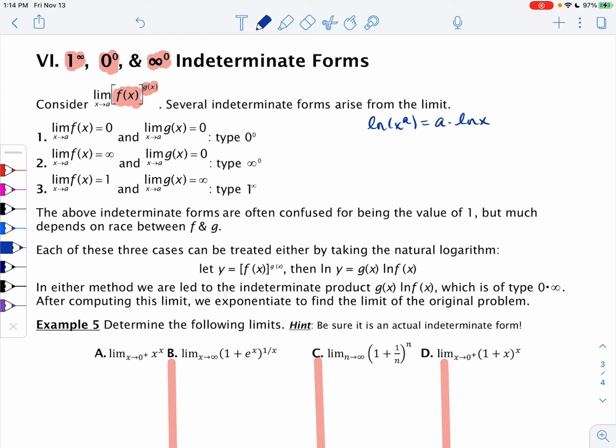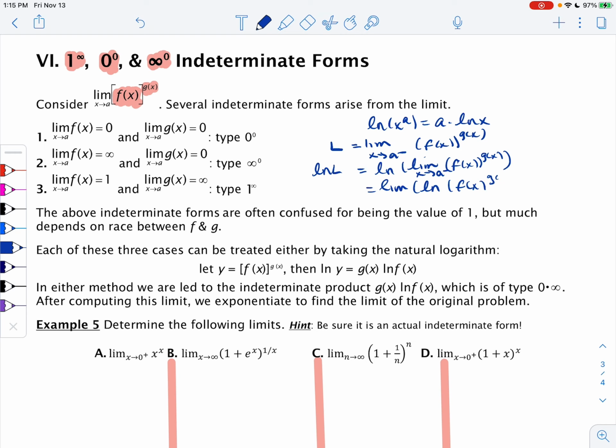All right, so basically our overall process will be we want to calculate the limit of our function, and that would be f of x to the g of x. But we're going to take the natural log of both sides. So this would be the natural log of the limit as x approaches a of f of x to the g of x, and that's just going to be the limit of the ln of f of x to the g of x. And that's when we'll start applying our log properties.